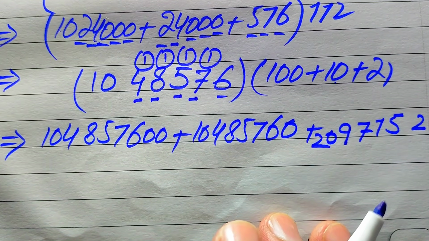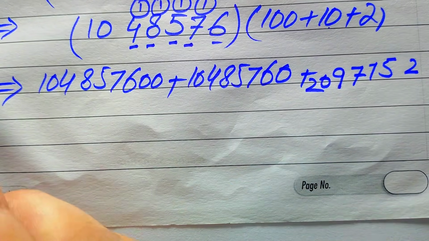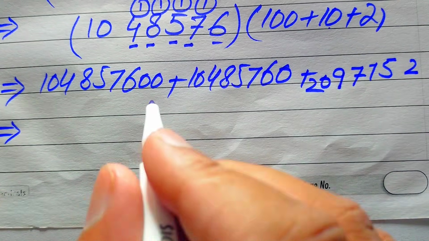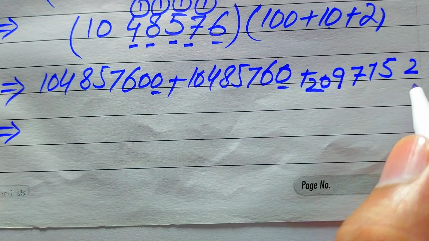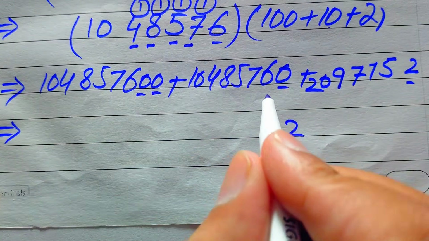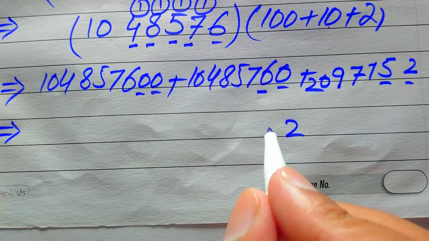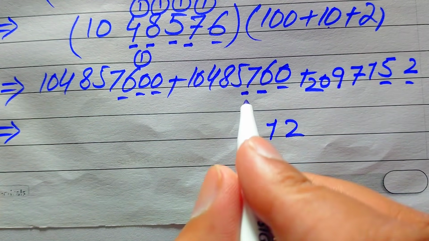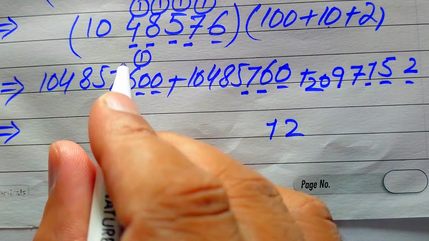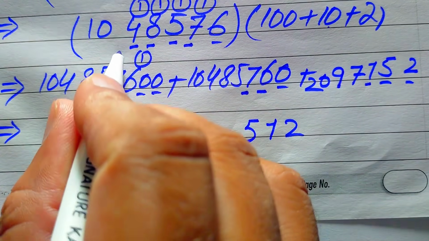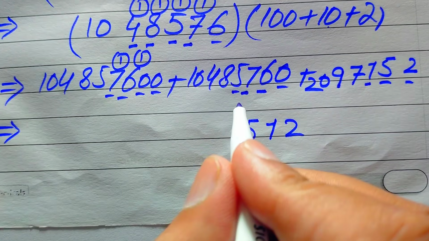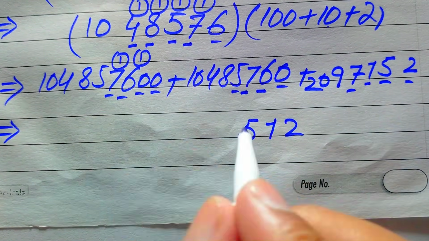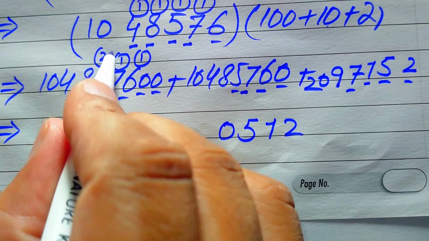After multiplication we get this value, and in the next step we need to sum up all of these values in order to get our final answer. So we sum up these values, and we get 0 plus 0 plus 2 becomes 2, and 0 plus 6 becomes 6. 6 plus 5 becomes 11. We write 1 and carry 1. So 6 plus 7 becomes 13. 13 plus 1 becomes 14. 14 plus 1 becomes 15. We write 5 and carry 1. So 7 plus 5 becomes 12. 12 plus 7 becomes 19. 19 plus 1 becomes 20. We write 0 and carry 2.